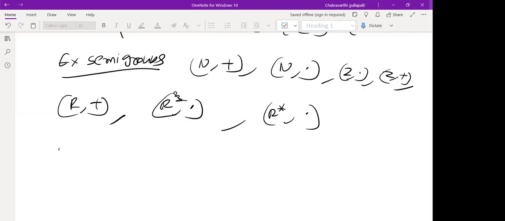Next one, monoid. What is a monoid? An algebraic structure.